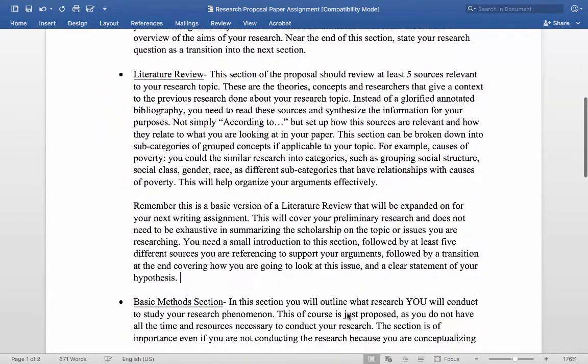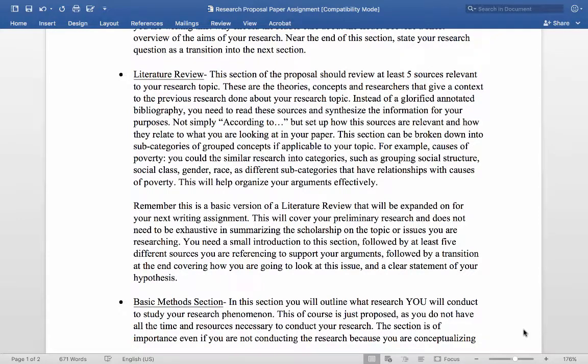Then, as far as your literature review, this is the section that should review at least 5 peer-reviewed academic resources that are relevant to your research topic. These are theories, concepts, and researchers that give you context to the previous research done about your research topic. So you don't want a glorified annotated bib. Those drive me nuts, right? You don't want to just cut and paste different articles into the mix.